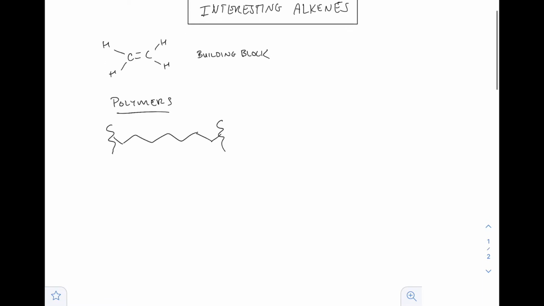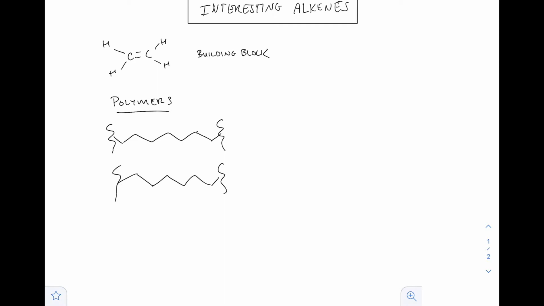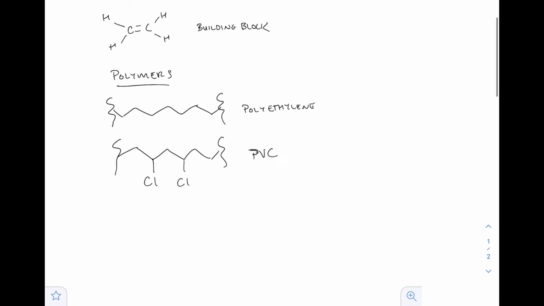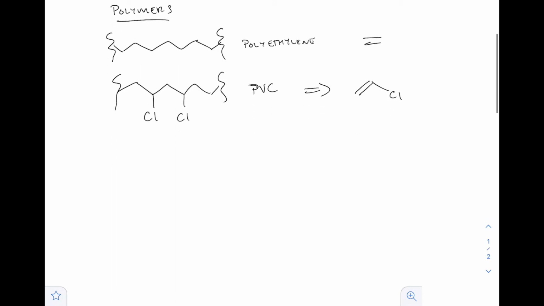And so that's a building block for polymers. And so this guy right here is a polymer. It's polyethylene. Sorry, let me just write polyethylene first. The one with the chlorine is PVC, polyvinyl chloride. That actually is because we have a chlorine on a vinyl. It's a vinylic chlorine, right? It's on the vinyl position, and so that's where PVC comes from.